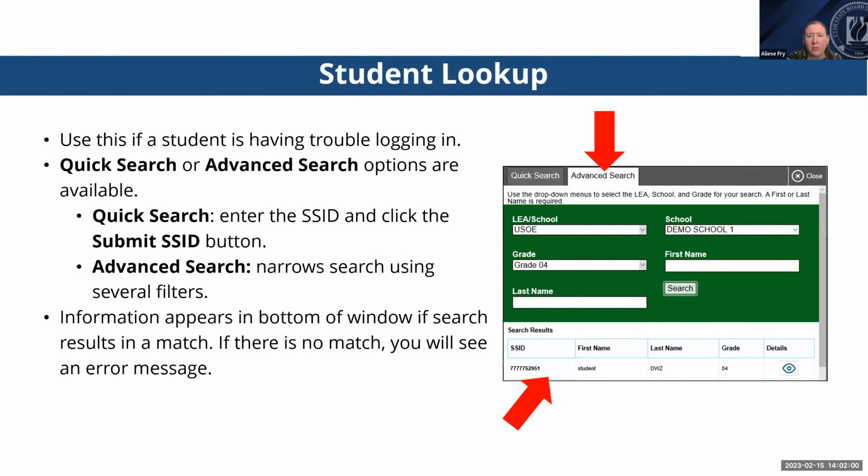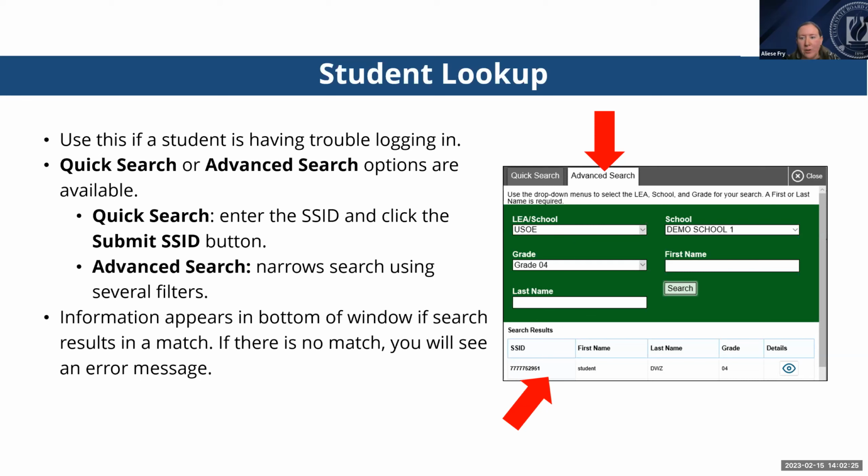If a student's having trouble logging in, you can use the student lookup feature to verify that the login credentials are correct. You can either use the quick search or the advanced search options to view the information for the student in Tide. With quick search, you just simply enter the SSID. With the advanced search, it allows you to narrow it down using several other filters, like your LEA, school, grade, first name, last name, those types of things.